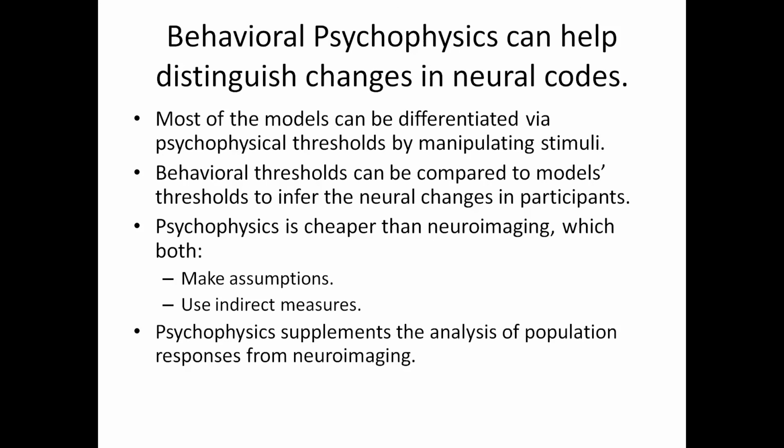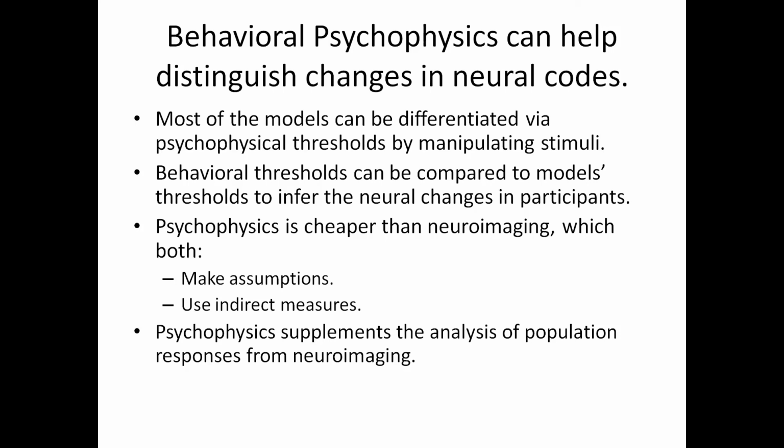In conclusion, psychophysical studies can help distinguish changes in neural codes. Most of the models can be differentiated via psychophysical thresholds, but keep in mind that assumptions must be made to make inferences about population codes from indirect measures, just as in computational neuroimaging.